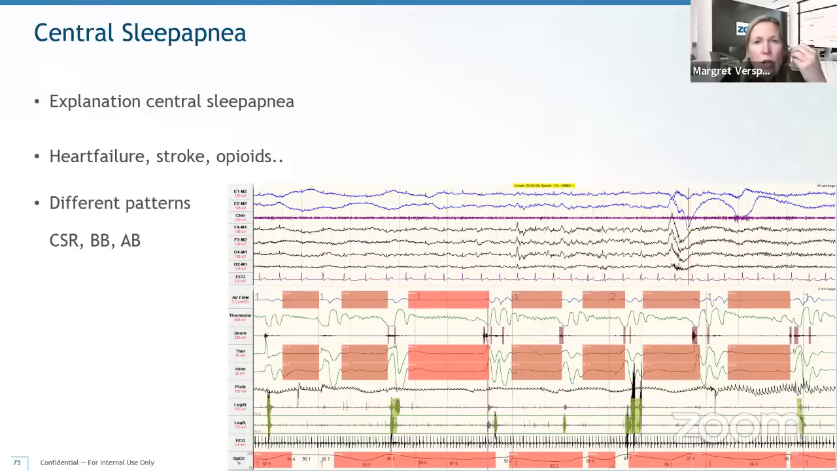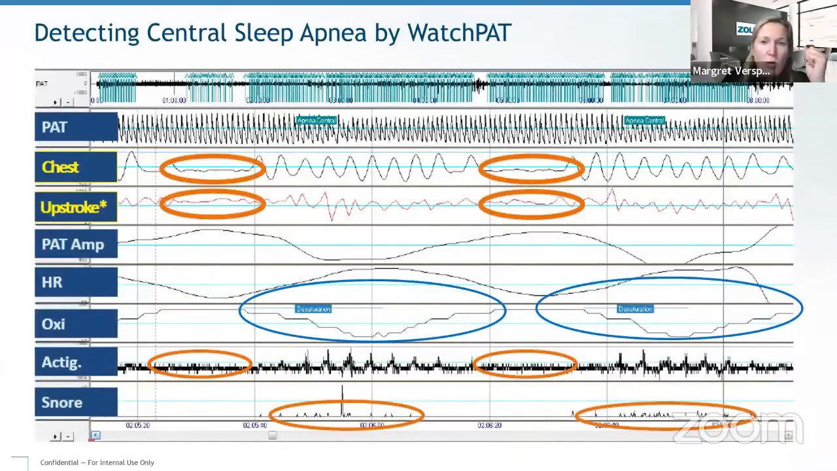So sleep is really also recognizing patterns. Like you do in a PSG and in a polygraphy, you also recognize patterns in the WatchPAT data and the WatchPAT signal. So how do we detect central sleep apnea?